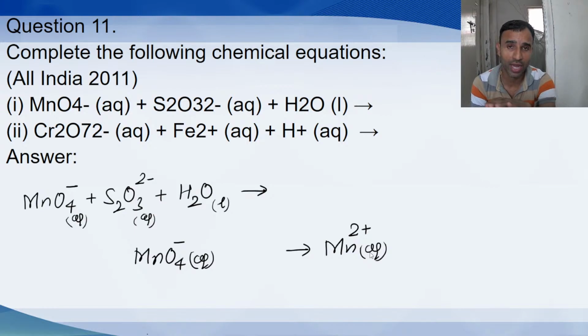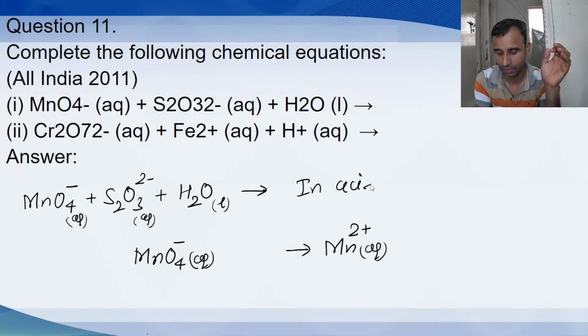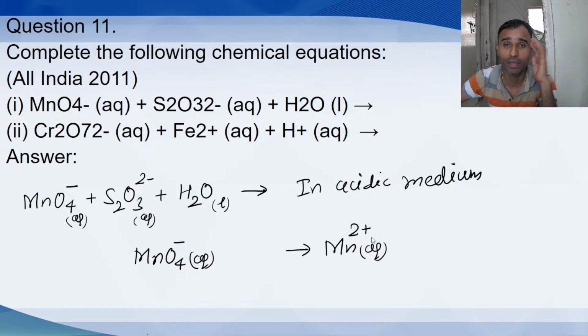Though H plus ion is not written here, it is understood that it is an acidic medium, and in an acidic medium MnO4 negative will give Mn2 plus. That you should keep in mind. Just balance it. How do we balance in acidic medium? We have to add H2O to the side deficient of oxygen. Just note down that add H2O to the side deficient of oxygen.